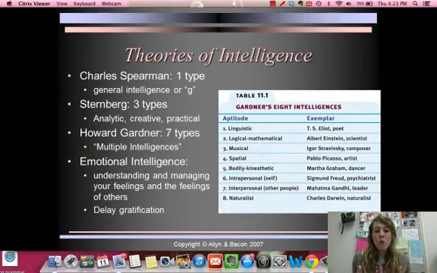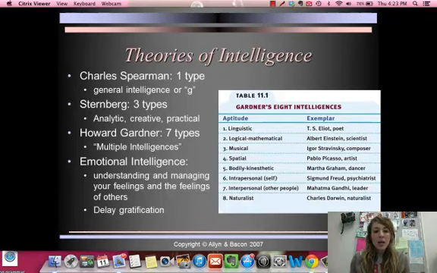Okay, here's 4 of the most common ways that we think of to look at intelligence. So the first way is by a guy called Charles Spearman. And really what he believes is that you either have it or you don't. He calls it the general intelligence or G factor. And it's literally like you're smart or you're not. There's not different types of intelligence, there's just one.